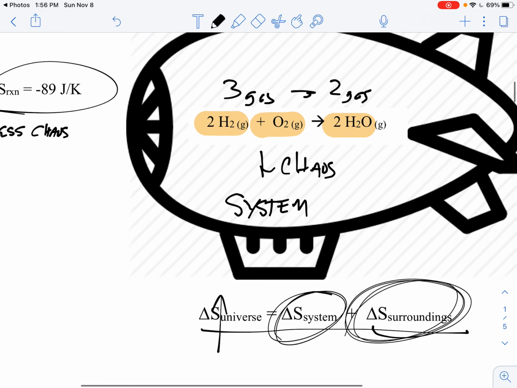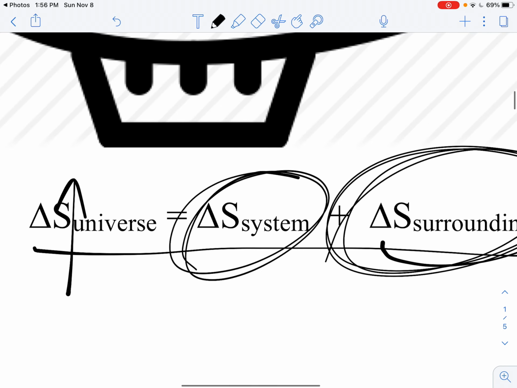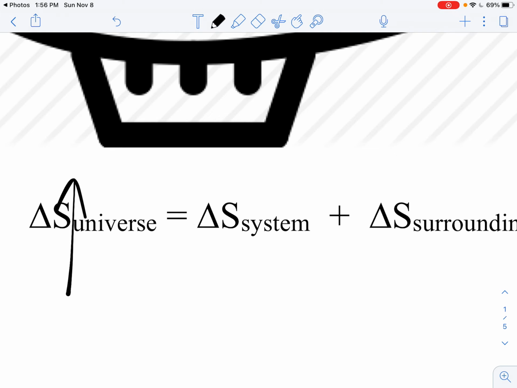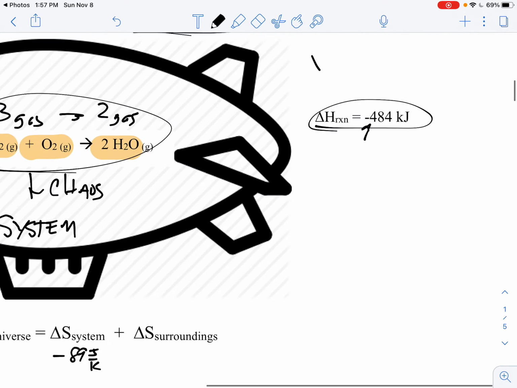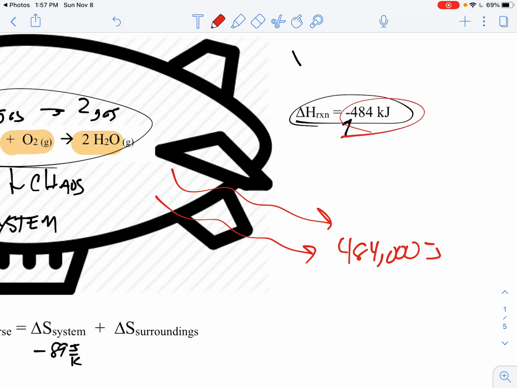So the universe has to go up. Now, our system went down. Our system went from 3 gas to 2 gas, so our system got less chaos. I'm going to put that number in here. The system went down by 89 joules per Kelvin. But what about the surroundings? Oh, hey, don't forget, not only did this guy become more orderly, but he also gave off exothermically 484,000 joules, 484 kilojoules. So this guy gave off 484,000 joules.